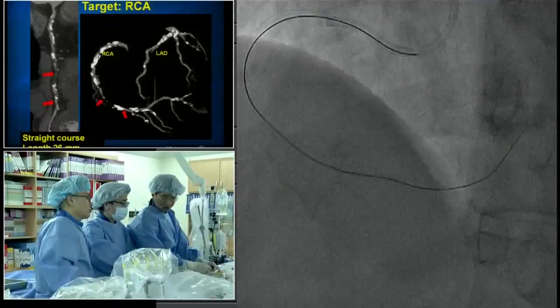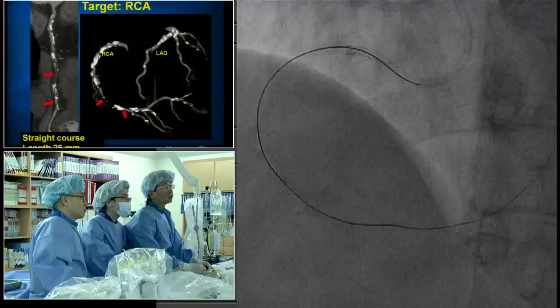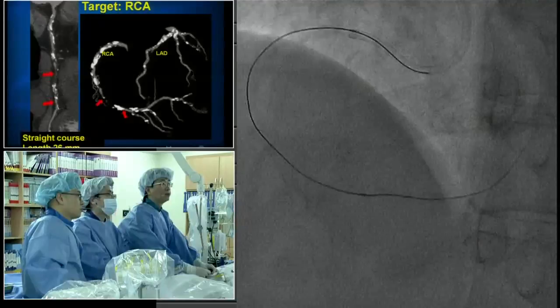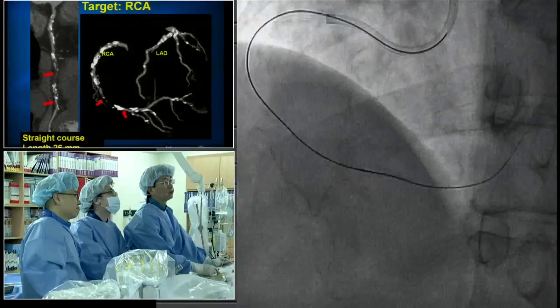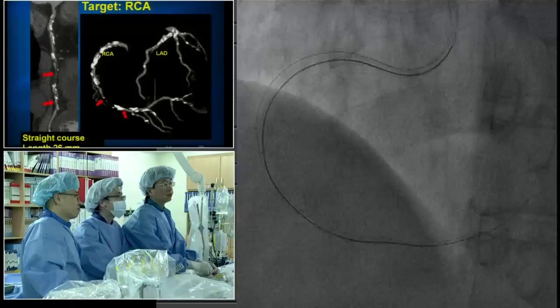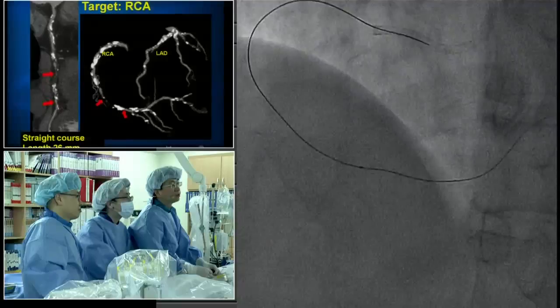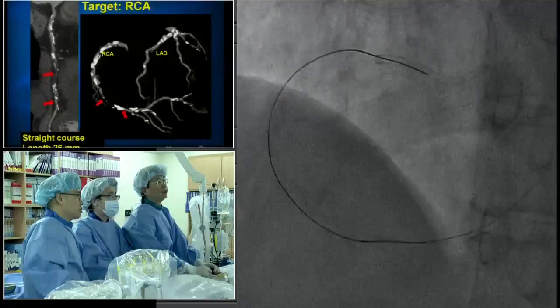Make the advance. Wow. Go. 10. 12. 14. Just a moment. And then we go. Make the guiding more favorable shape and pushing the wire. Deplete. And I push the balloon a little bit during depletion. Wow. 10. Yeah. Oh. 10.